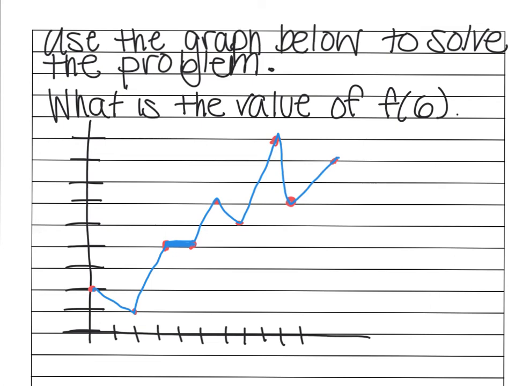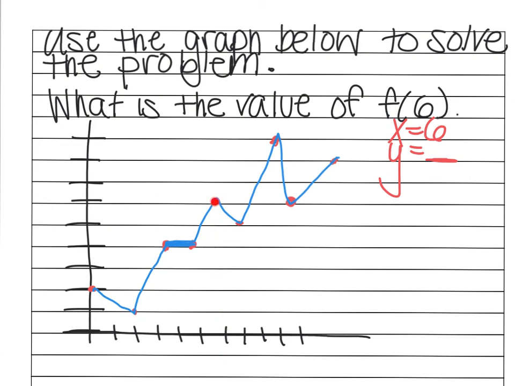Our last example here is a graph. It says use the graph below to solve the problem. What is the value of f of 6? Okay, so f of 6. Remember, this is like a coordinate point. We have x equaling 6. It wants you to know what y is when x is 6. So we have to look. We're going to find the x: 1, 2, 3, 4, 5, 6. And we have to find where that point is at 6.